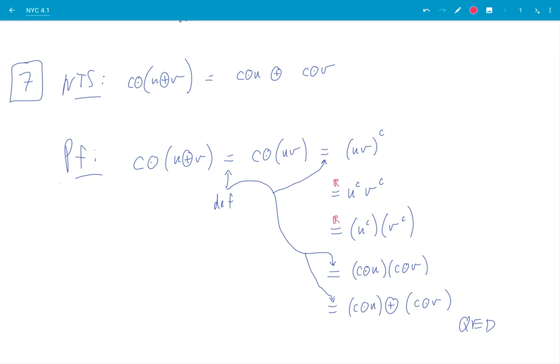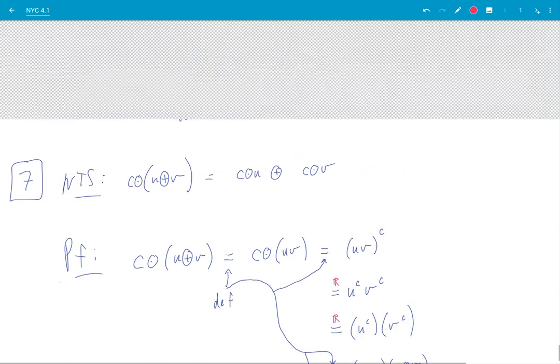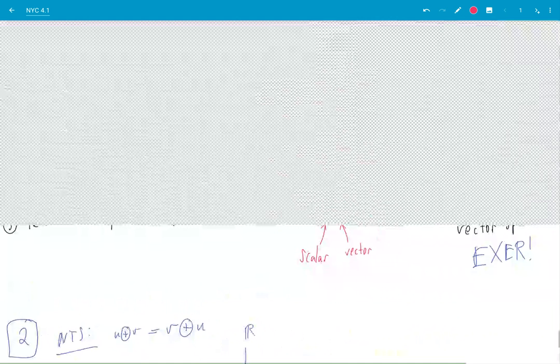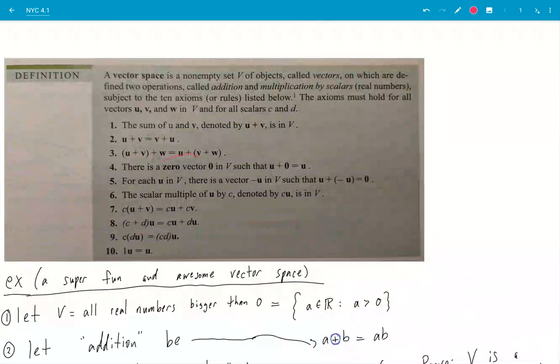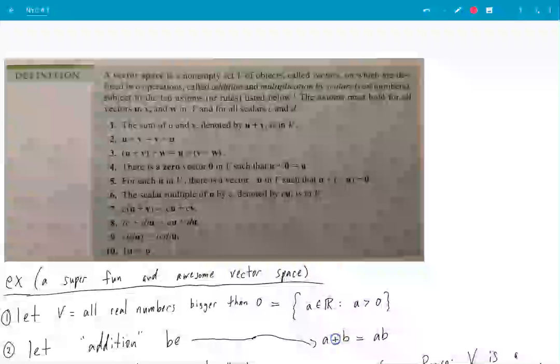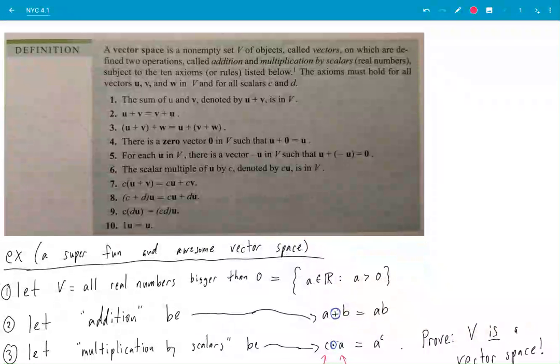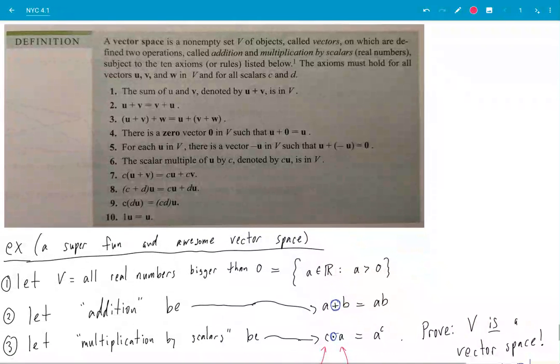If you want, you can go and think about the remaining axioms. It's fun to think about what the zero vector is going to be in this case. And cancellations, what do cancellations look like? Well, I'll leave that to you, and let me know if you want any help.